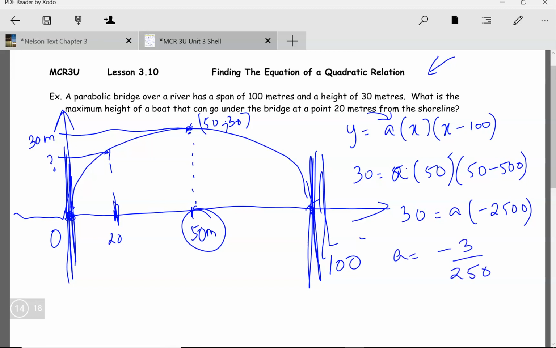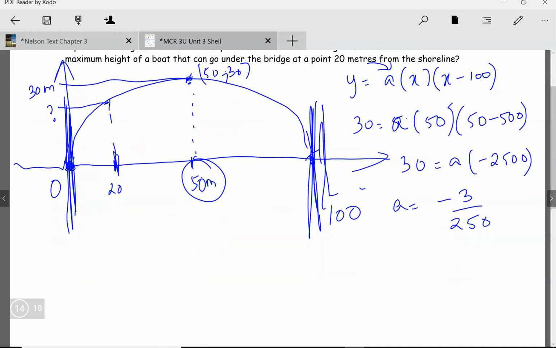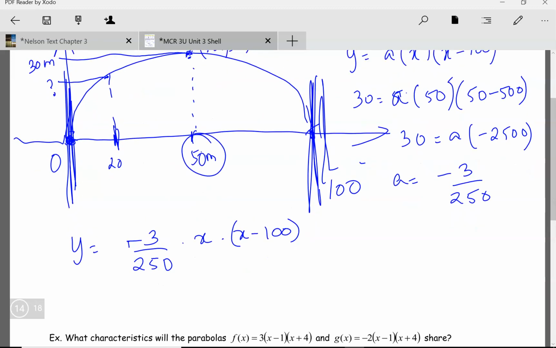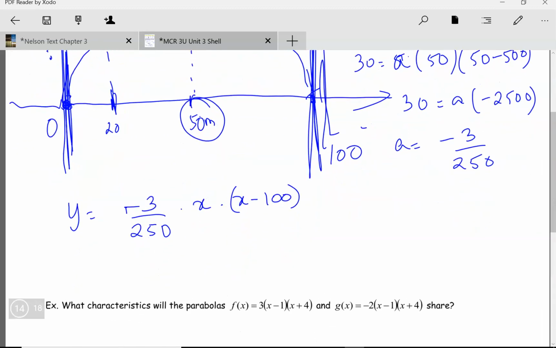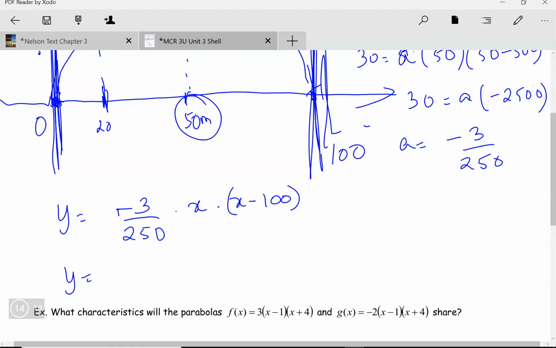And I kind of knew that it would be negative because it's downward facing, because it's a bridge, and this confirms my answer. A equals negative 3 over 250. So I have my equation, y equals negative 3 over 250 times x times x minus 100. That's my equation for my parabola. And now, as mentioned before, I need to find the maximum height at x equals 20. So I'm just going to say y equals negative 3 over 250 times 20 times 20 minus 100.